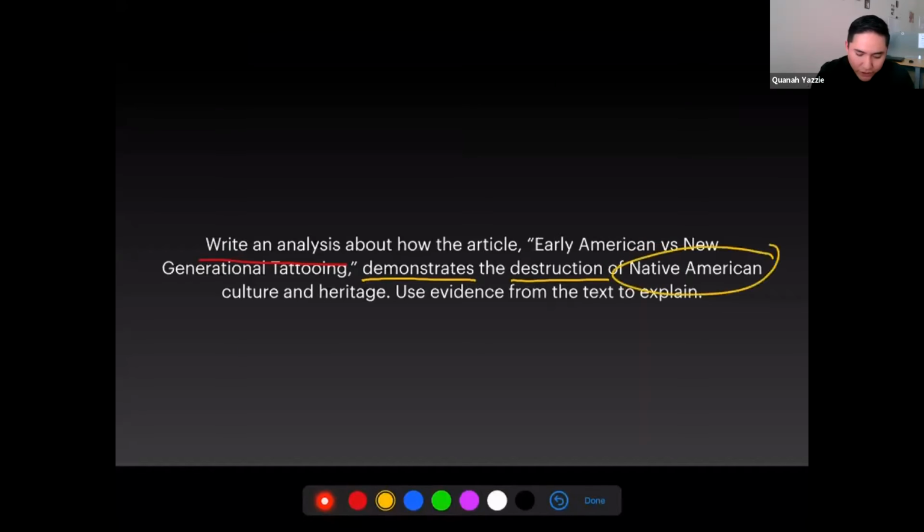Native American culture and heritage are big things. It says to use evidence from the text to explain. When you get a prompt, try to actually do what you see here: underline or highlight if you need to. Before we even start anything at all, try to underline or circle any keywords you see. So the keywords here are analysis, Native American culture and heritage, use evidence to explain. Just underlining and highlighting these types of words can help you begin critically thinking about information.